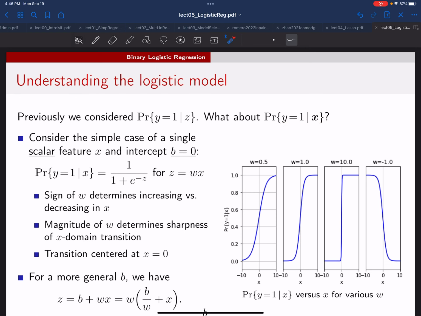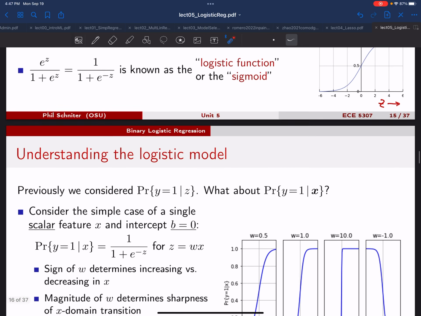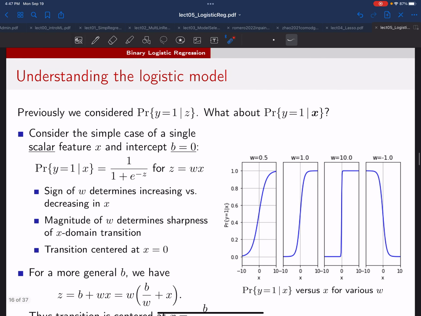So for that, the features, as we know, get multiplied by w and shifted by b to get z. Let's try to understand the role of b and w here, and let's look at the simplest case: just a single scalar feature x. In this case, z is b plus wx. But we're going to make it even easier and assume that b is 0. So z is just wx. We'd like to understand how this probability of y equals 1 given x behaves as we change w.